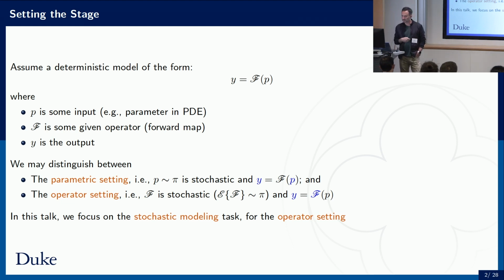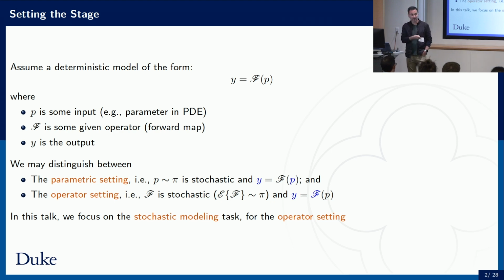And then there is this operator setting, where F is going to be stochastic, and this is something I'm going to write like this. Some sort of encoded form of F is going to have a distribution pi. In this case, I'm going to keep P deterministic and likewise, Y is going to be stochastic. You can obviously combine those two things, but in this particular talk, we're going to focus on the second setting. So to keep things simple, I'm just going to keep my parameters deterministic.